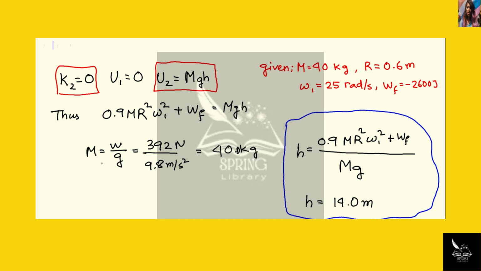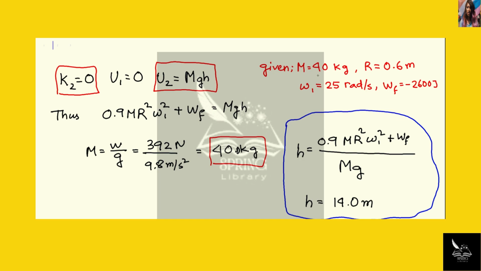And we are given the weight of the wheel, so we figured out the mass by dividing the weight by gravity, which gave us 40 kilograms. So if we solve for h from there, we'll have this expression. We just divided by mg, and that's what we got as h.